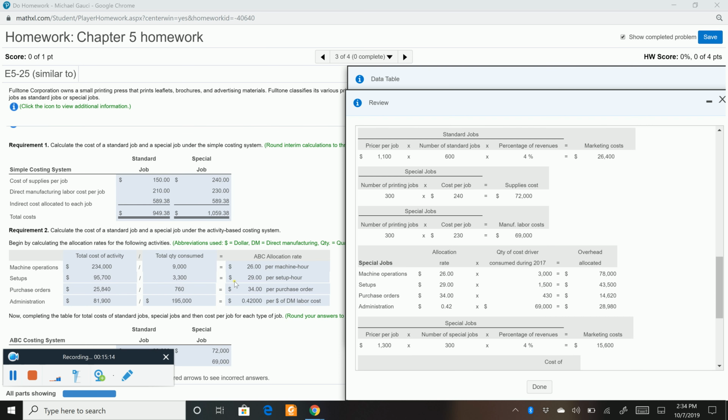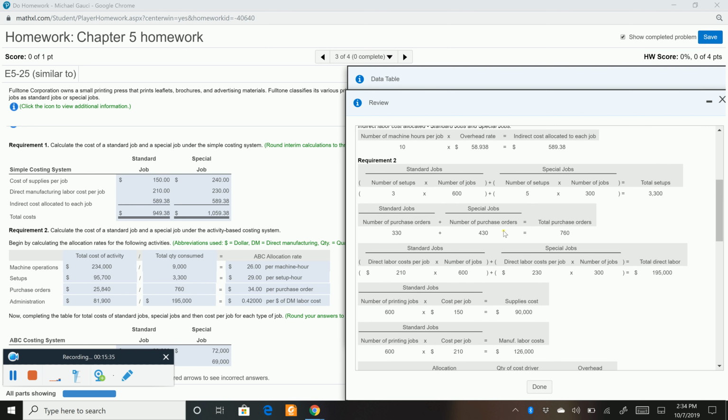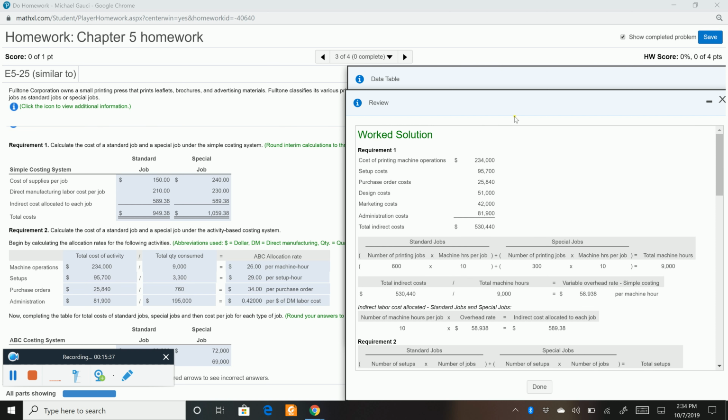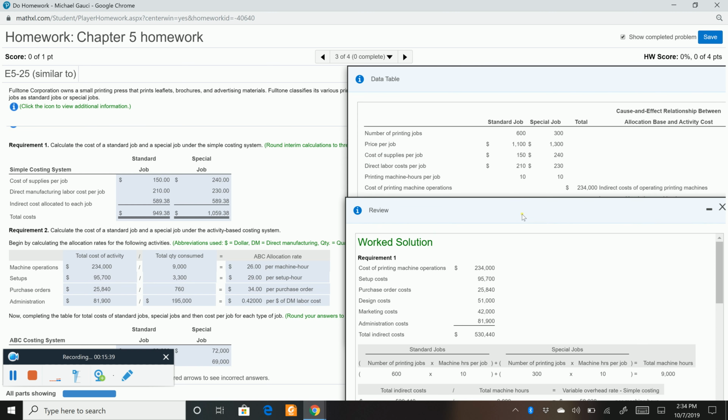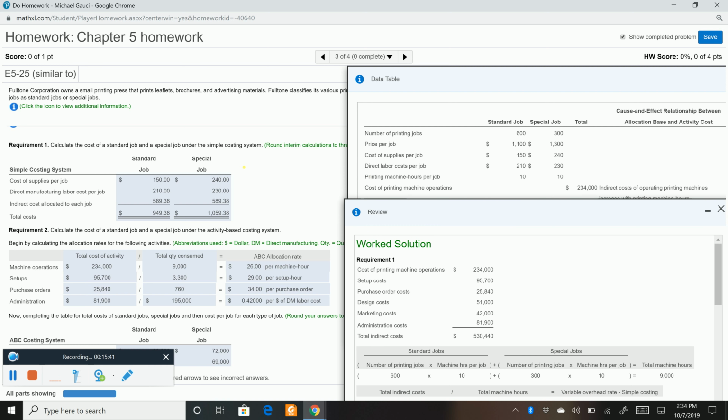Okay, in this next problem, this is a really long but comprehensive problem. What we're going to do in this problem is we have a printing press. This company owns a printing press, and they have a whole bunch of costs to operate the printing press. Now, right now, what they're doing is they are actually using a simple method to allocate their indirect costs. So in the first requirement, it's very simple.